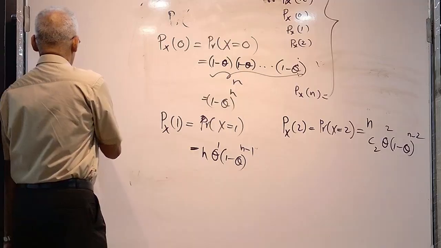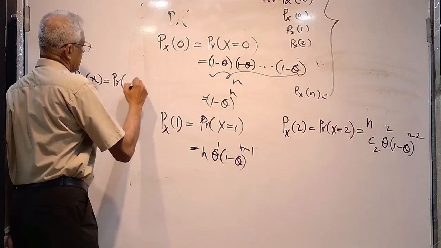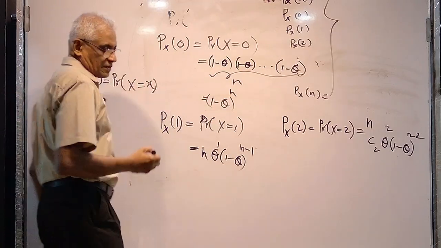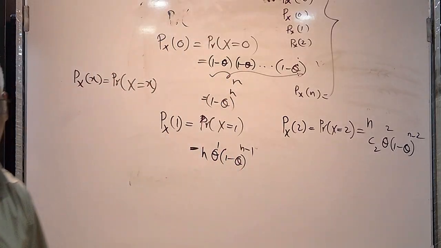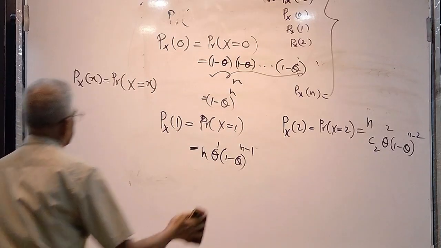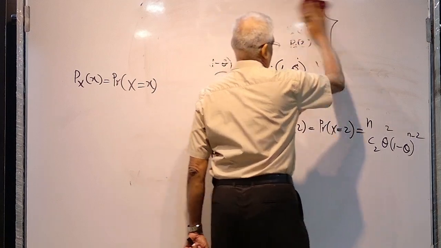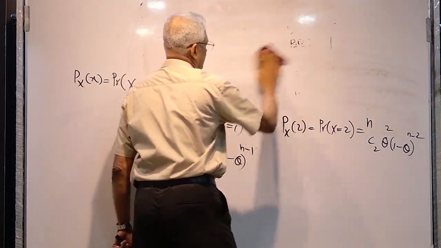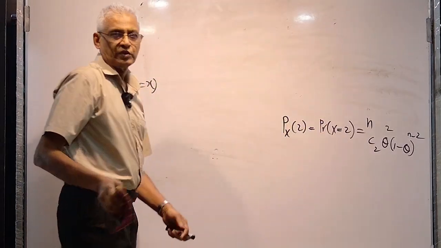What will be P(X = x)? That is the probability that X equals a simple x, where x can be 0 or 1 or 2 or 3 and so on up to n. What will be that general formula? You can derive it from this one, right?